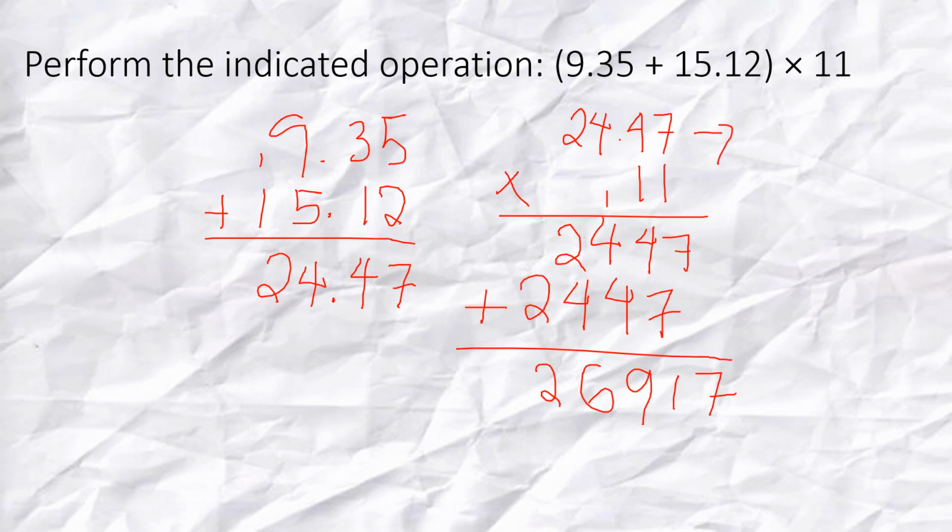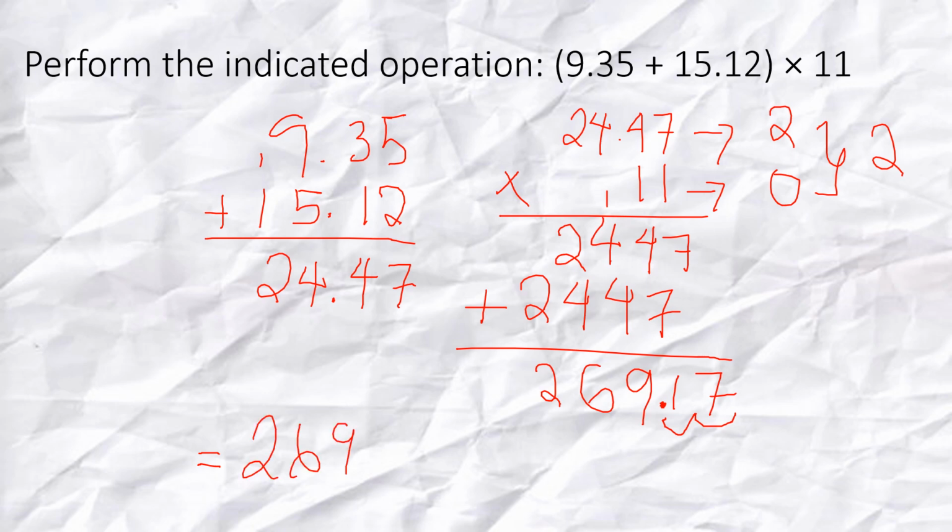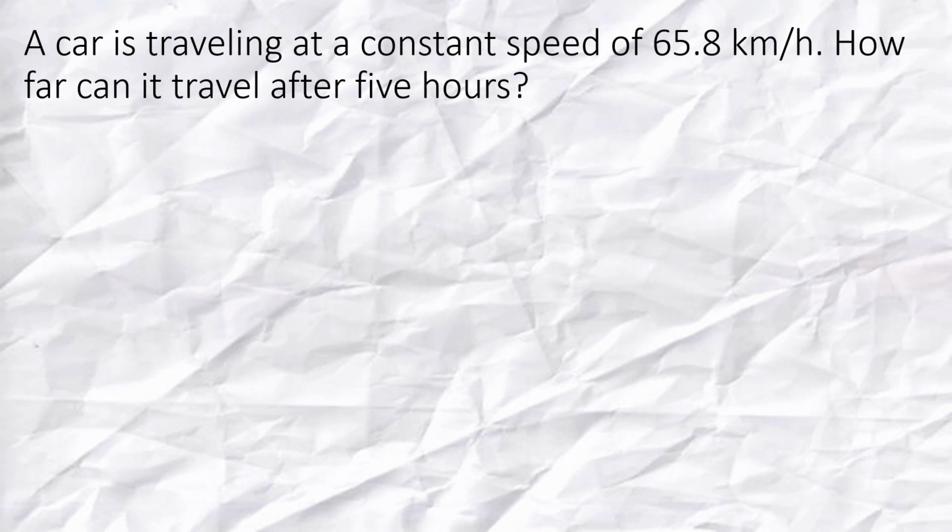Let us now count the number of decimal places. For the first factor, we have 2. For the second factor, we do not have any decimal place. So 2 plus 0, the total number of decimal places here is 2. So we need to count from your right going to the left 2 decimal places. So 1, 2. So we will put here your decimal point. So the final answer for this problem is 269.17.